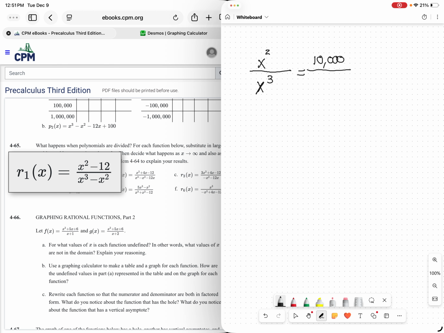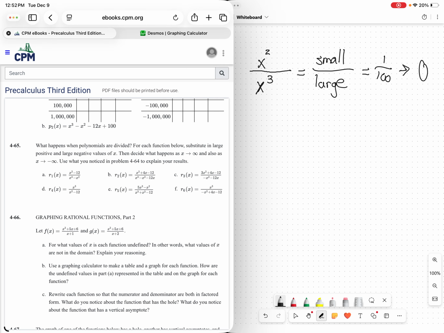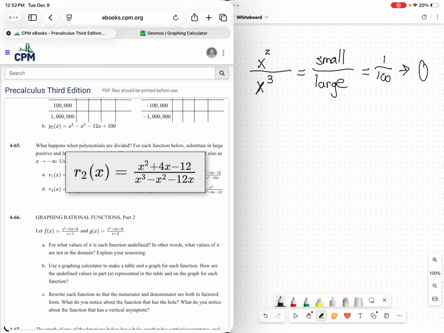So what happens here is you're going to get a small number over a large number. Okay, well, what happens when you do that is, you know, 1 over 100, right? So you're approaching 0, because this is 0.01. So you're approaching 0, right? That's the whole idea. When you have a large number on the bottom, you're approaching 0. Okay, same thing on B, right? Again, the term that's going to affect it, x squared, x cubed, you're going to approach 0.